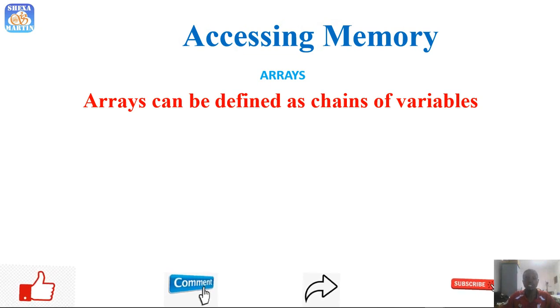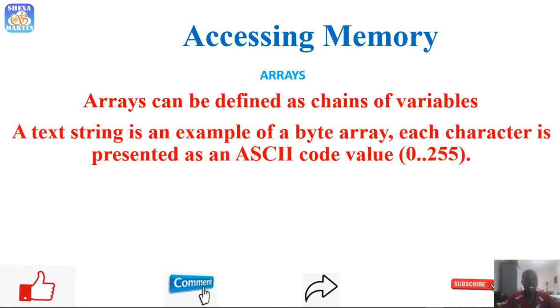Let's say you declare a variable that will take care of strings. That variable is an array because each item in a string is treated independently. So having a series of those characters means we have an array. We can say a text string is an example of a byte array.